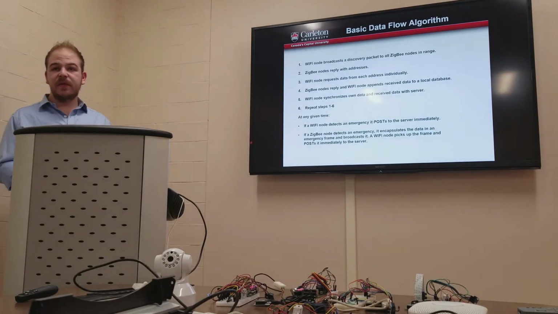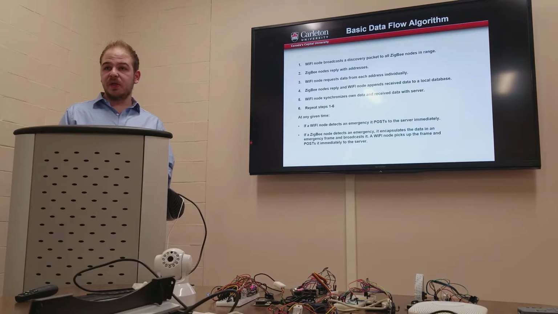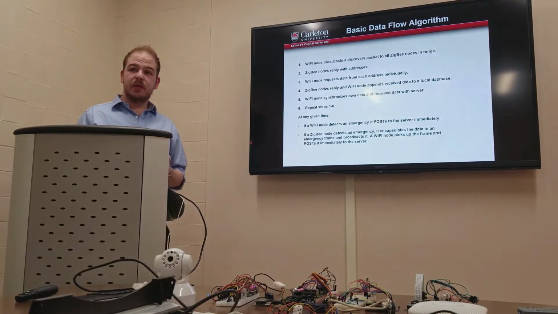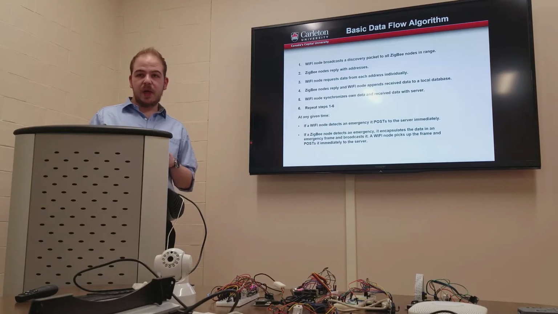At any given time, if a Wi-Fi node senses that a threshold has been crossed for any of its sensors, it automatically posts that to the server, which will then be used to send a notification on the app. If a Zigbee node detects an alarm, it broadcasts it right away, and the Wi-Fi node picks it up and sends an emergency immediately to the server.